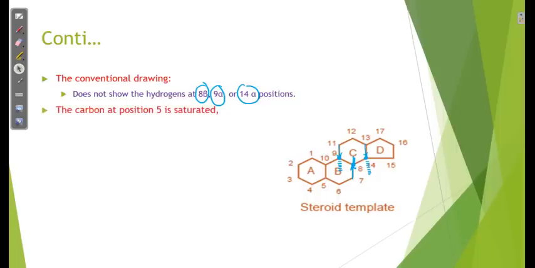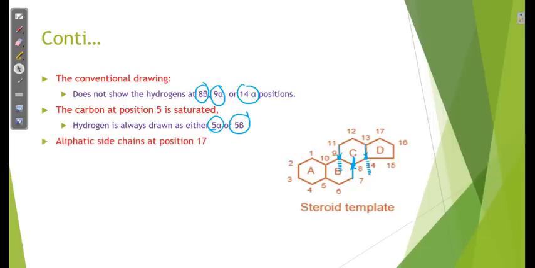So carbon at the fifth position. It is always drawn either as 5 alpha or 5 beta, because stereochemistry is a very important and essential part here. So always you have to write the stereochemistry of the fifth position. The aliphatic side chain is at the 17th position.